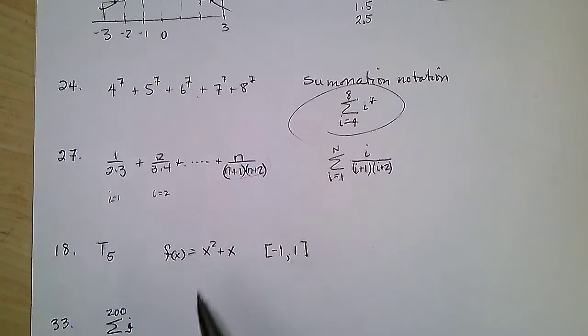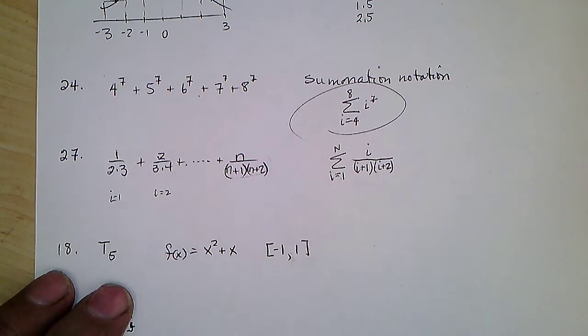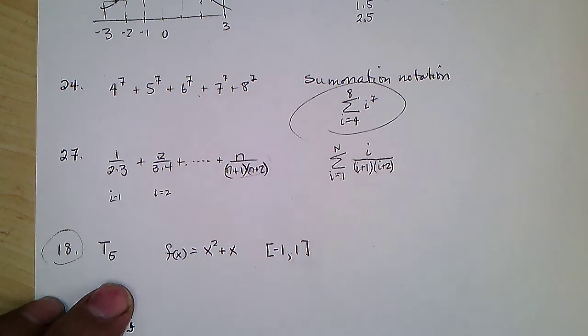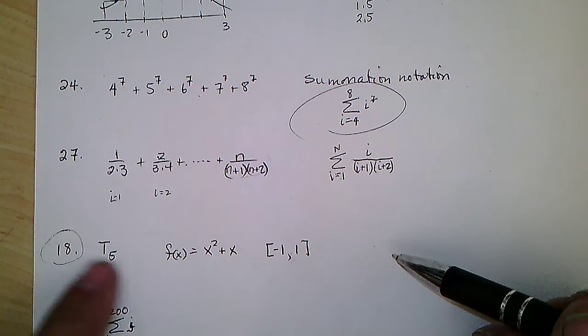T5, trapezoidal. I'm doing this one. I'm going backwards on 18, jumping back because some of you forgot to do the trapezoidal. So I want to explain how that goes again.